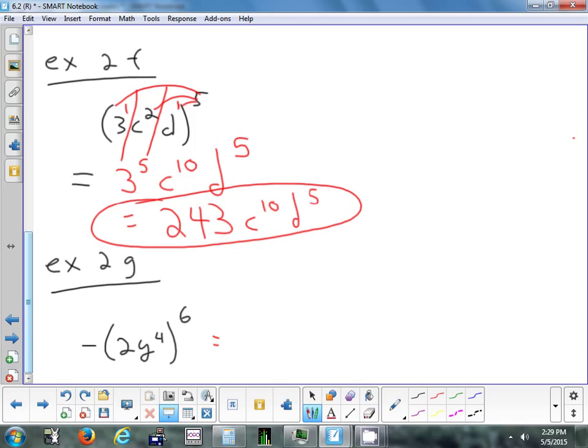All right, so for this one, Laura, inside of my parentheses, what are the two things? The 2 and the y to the 4. Excellent. All right?